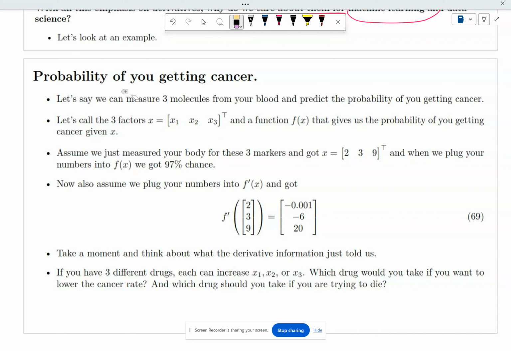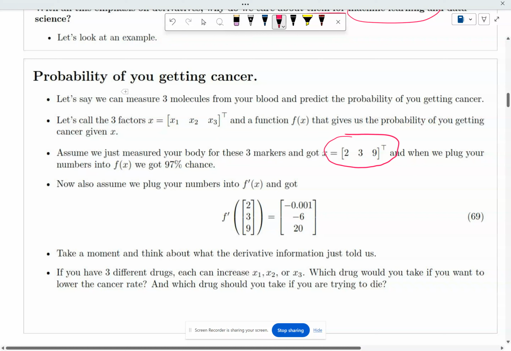Now, let's say we plug these same numbers, 2, 3, 9, not into the function, but into the derivative of the function. You see this prime? The derivative of the function. So if you plug it into the derivative function, now we get negative 0.001, negative 6, and 20. Okay? Now, given everything we talked about up until this point, take a moment and think about what the derivative just told us.